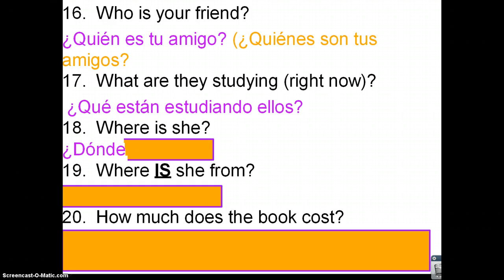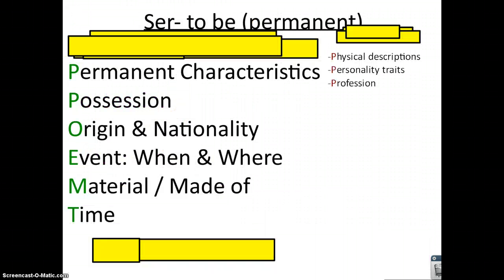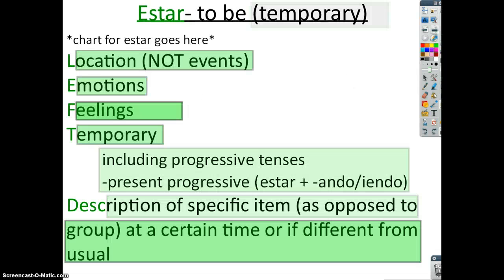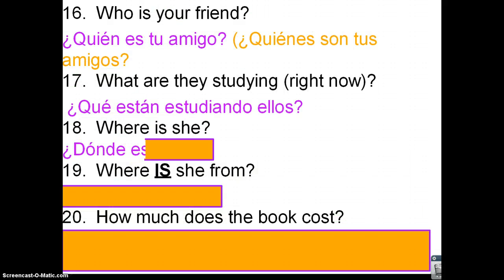Where is she? Dónde is where. I want to know where is she located. So location, as long as it's not events, is estar, and that's also a temporary thing in this one. So I need está. This could be, if I just ask dónde está, that could be where is he, where is she, where is it, where are you formal? So I do need the subject pronoun ella, and subjects go at the end in questions.